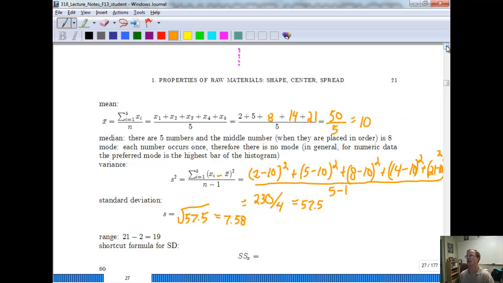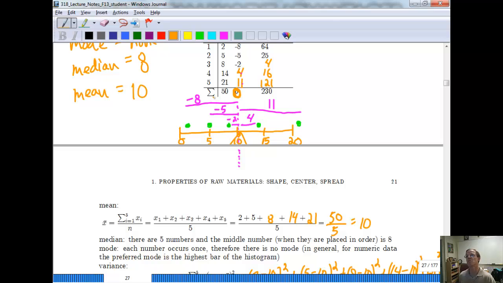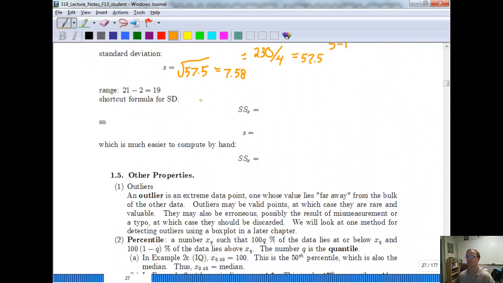Now if I come up and look at the 7.58, that's a number that feels like an average of those distances, about 7.5 away from the mean. So on average, these points, 2, 5, 8, 14, 21, on average, those guys are about 7.5 away from the mean of 10. And so now we've got ourselves a standard deviation. Range is 21 minus 2, which is 19. Okay, that's rational. And that does it.